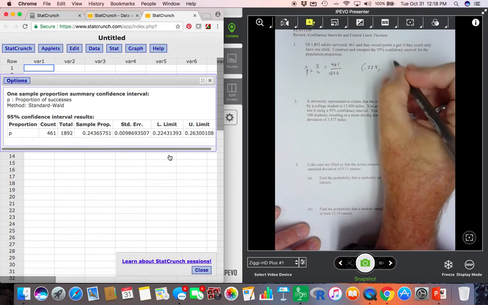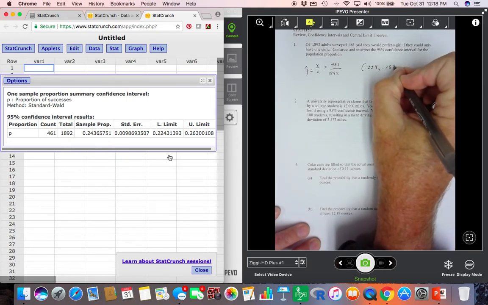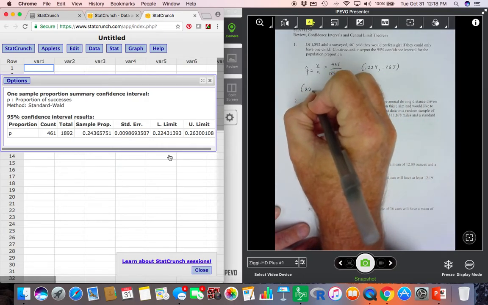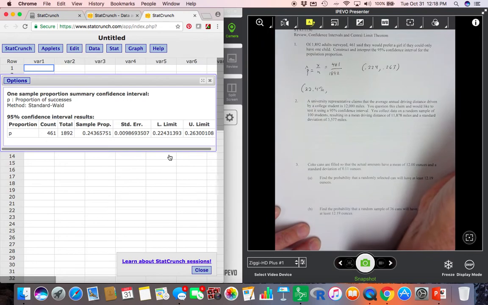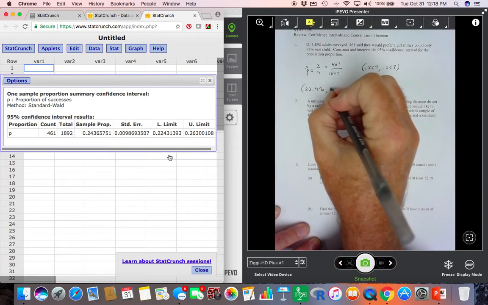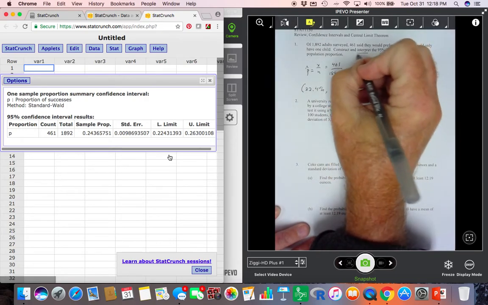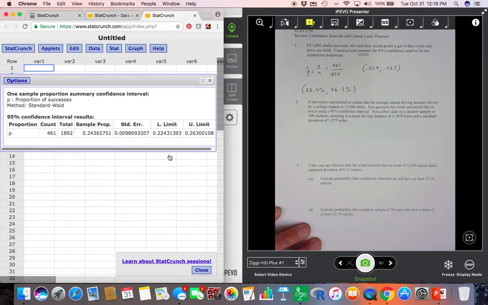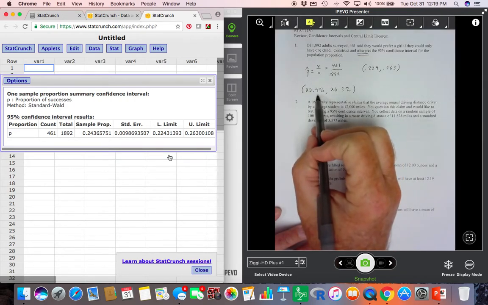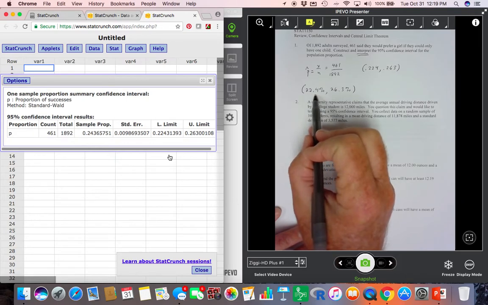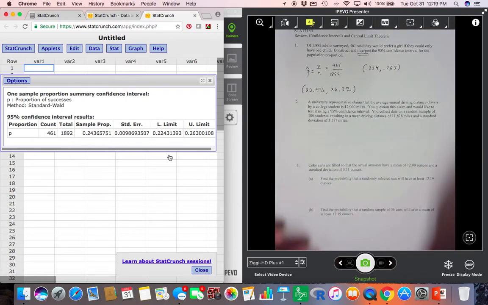And the upper limit is 0.263. Sometimes it's easier to think about this in terms of percentages. So our confidence interval ranges from 22.4% to 26.3%. So now the interpretation, we would say that at a 0.95 probability, the percentage of all adults who would prefer a girl if they could only have one child is somewhere between 22.4% and 26.3%.